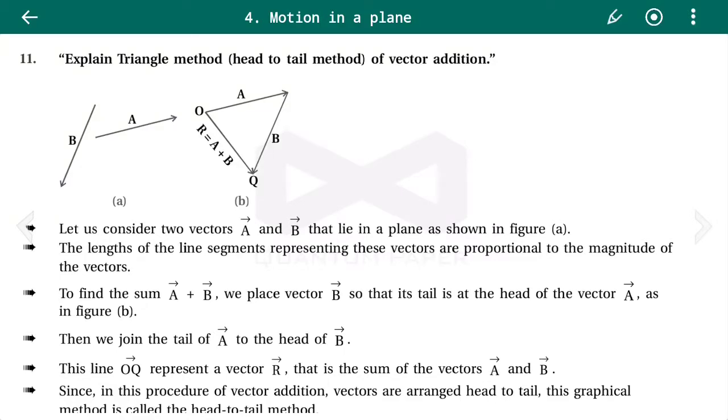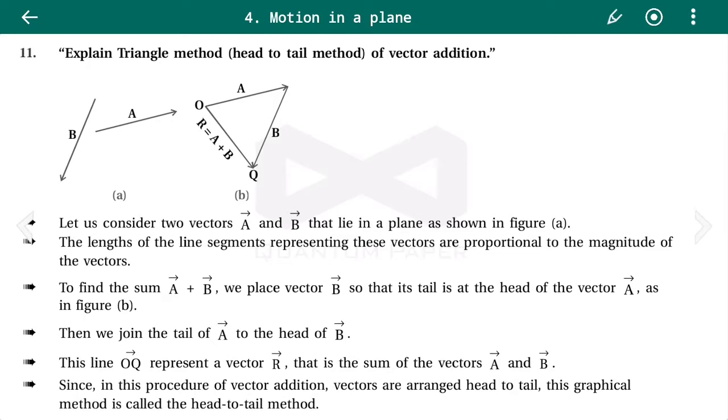Hello students, welcome to class 11 physics chapter number 4, motion in a plane. In this video we are going to discuss one of the methods for vector addition, that is the triangle method. Let us explain the triangle method, that is the head to tail method of vector addition.